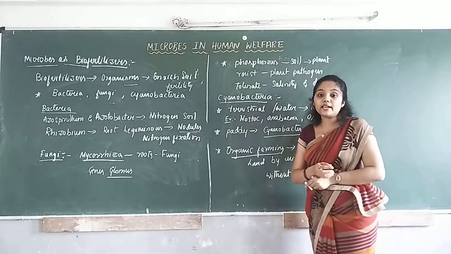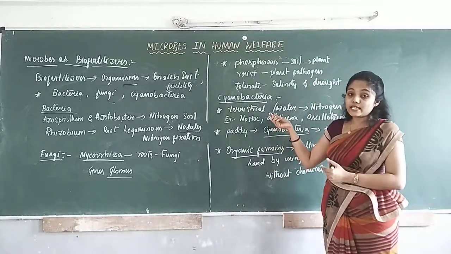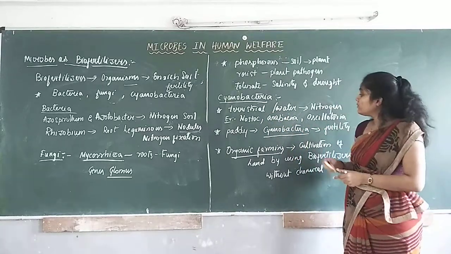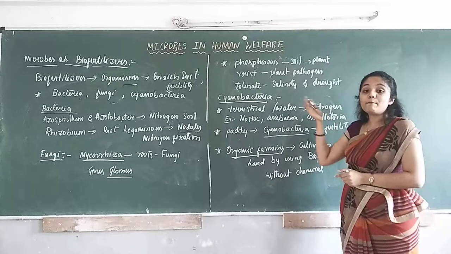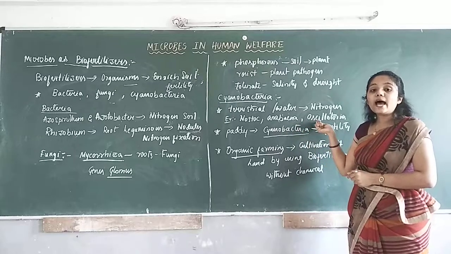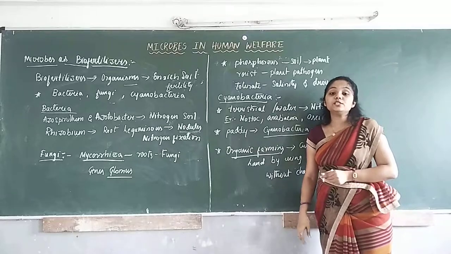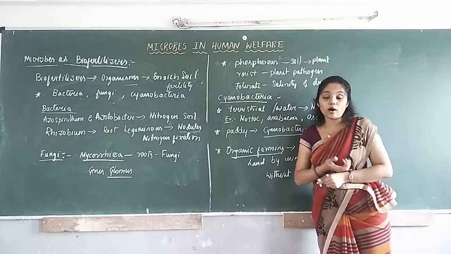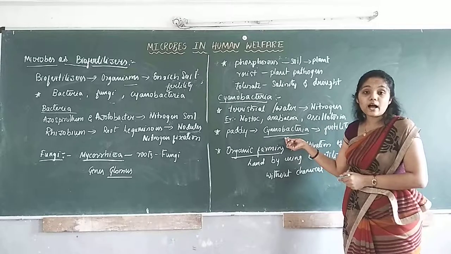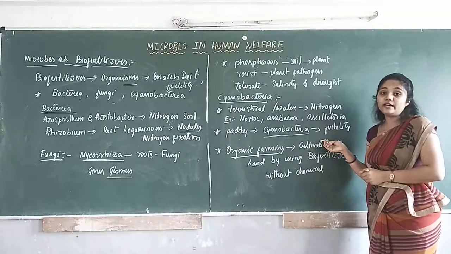The next one is cyanobacteria. The cyanobacteria is nothing but a blue green algae. Okay, they are present in both the terrestrial as well as the water. Here they fix the nitrogen. Some examples for cyanobacteria are Nostoc, Anabaena and Oscillatoria. Okay, in the case of the paddy field, we can see there is a presence of water and it is also having a tank. In those conditions, the cyanobacteria are present. These cyanobacteria enrich the soil fertility.